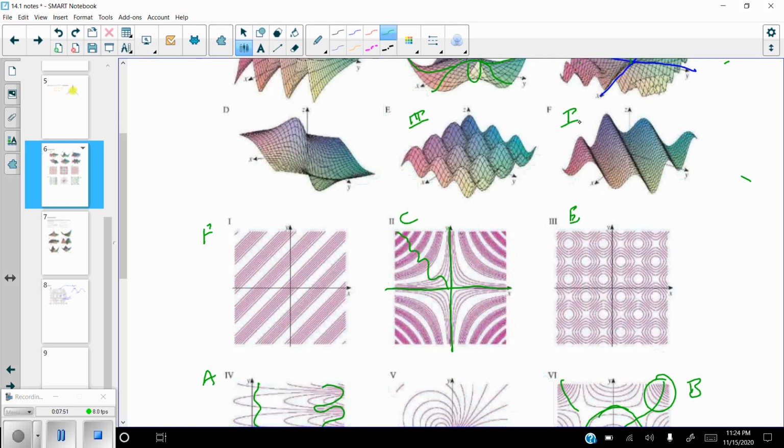Because this thing looks like it's got a relatively consistent, very steep, not so steep, very steep, not so steep, and it's a pretty consistent pattern. So I'm thinking that one's got to be F, which by process of elimination leaves D here.